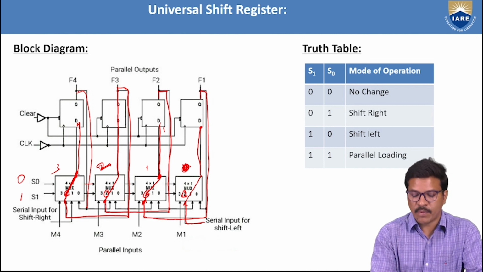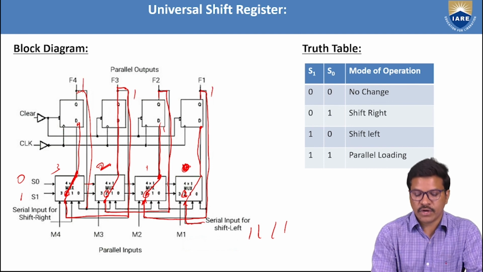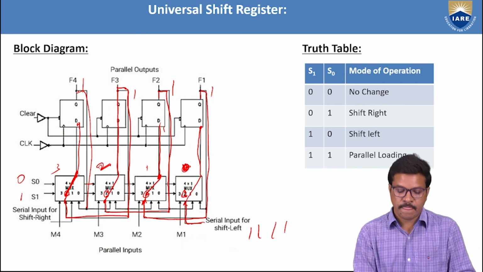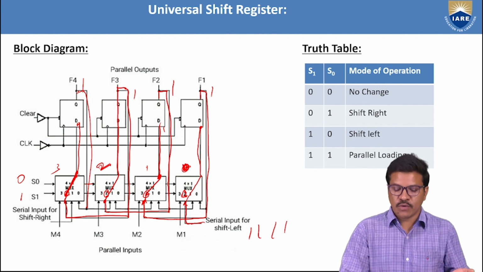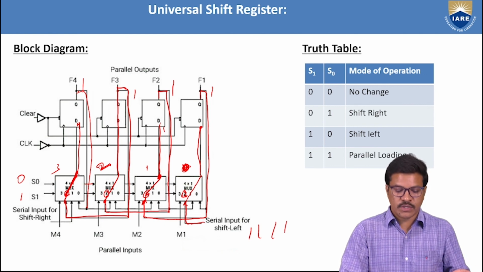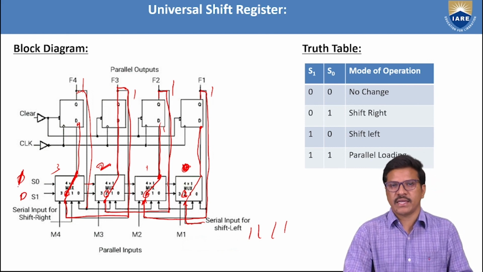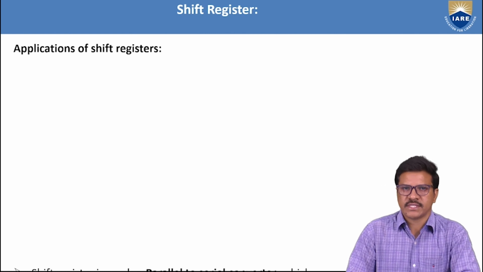flip-flop. So for example, I am sending all 1s here. After 4 clock cycles, it will be shifted and the data will be available as 4 ones. Likewise, it is shifted left. So in this way, we can shift left. When we provide 0, 1, S1 is equal to 0, S0 is equal to 1, it will be shifted right. In this way, we can have shift registers.